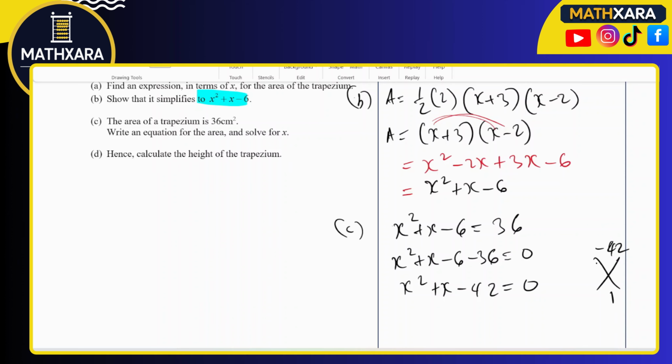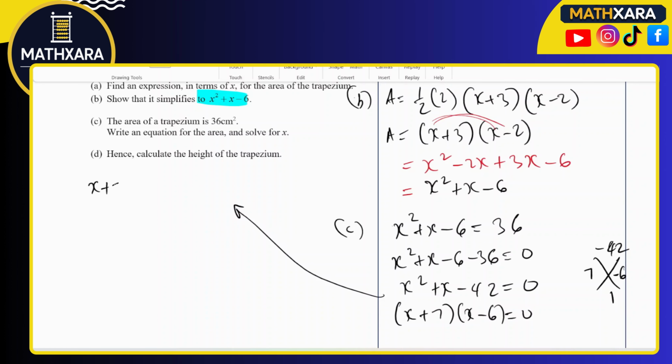In the previous example, we found all the factors. Now we could see we need two factors that give us a positive 1. Let's use 7 and 6. Now, if the middle term is positive and the end term is negative, the smaller factor will be negative. So factorizing this expression gives us x plus 7 and x minus 6. We could use this short method since the coefficient of x squared is 1. Let's take this over here.